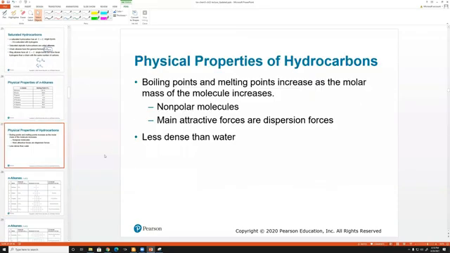And usually they're less dense than water because there are no strong intermolecular forces between them. There are only these dispersion forces. If you had stronger intermolecular forces, then it would be more dense, because the molecules of the alkanes, or any hydrocarbon, would be more attracted to each other and closer together.